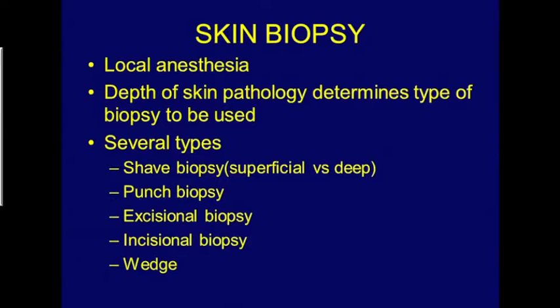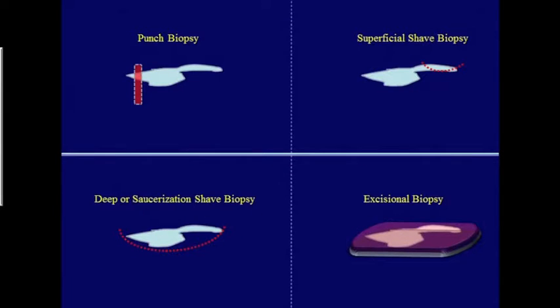And finally, in an ulcer, it's good to have not only part of the ulcer, part of the border of the ulcer, but also the adjacent normal skin. And we call that a wedge, which is kind of taking like a little piece of a cake from a lesion. So here's a diagram of what a punch biopsy would be.